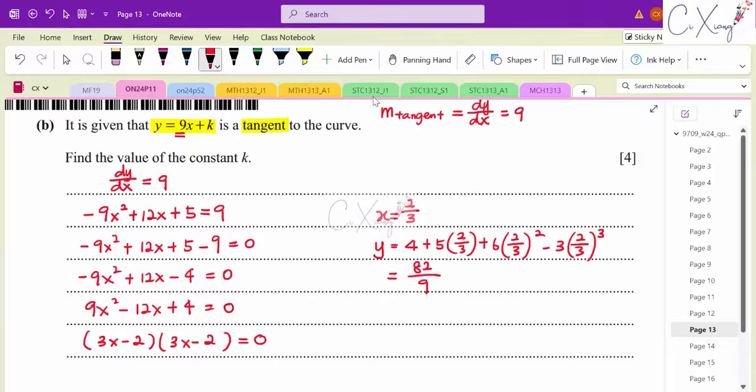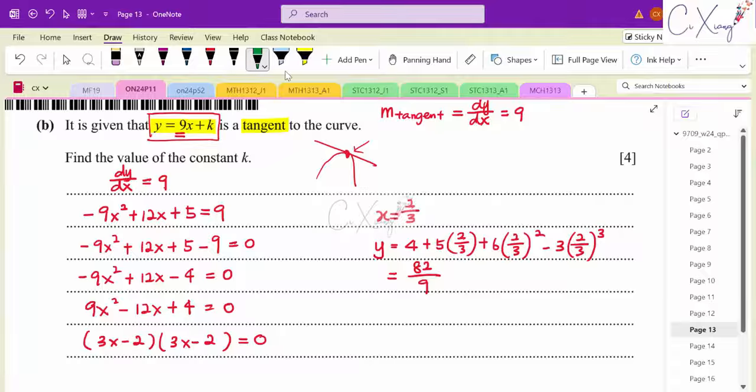Okay, so maybe you can double check and see whether you get this answer or not. And since the tangent and the curve meet each other at one point, that means this particular point will be 2 over 3 and also 82 over 9. So to get the k in the equation of the tangent, you can substitute it into the equation of tangent provided here. Then you can get the value of k.